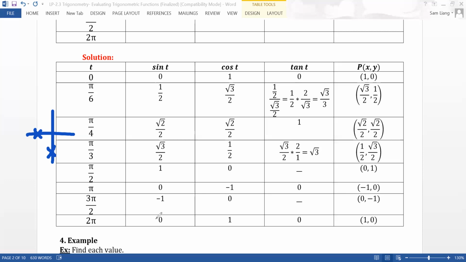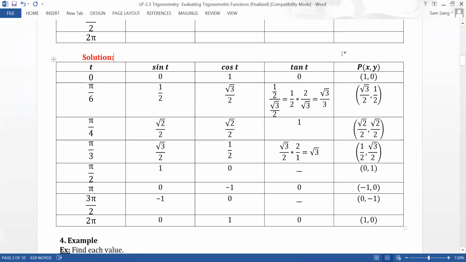And then that's going to be followed by 2 pi. So 2 pi is actually the same as 0, right? 2 pi is 360 degrees, so we're going to end up at the same point, which is right here. Okay, so sine of 2 pi is 0, cosine of 2 pi is 1, tangent is 0 divided by 1, which is 0. And then the terminal point is 1, 0. All right. So if you need this table, please copy it down here. Otherwise, I'll be moving on to a few examples.